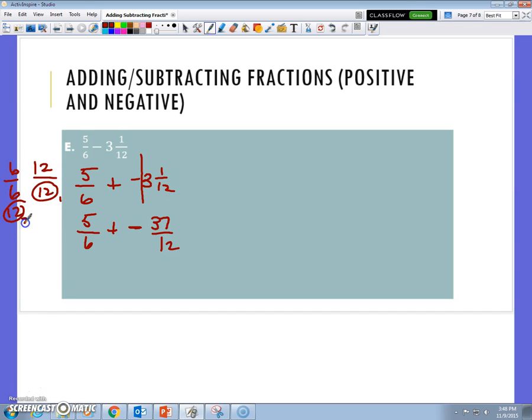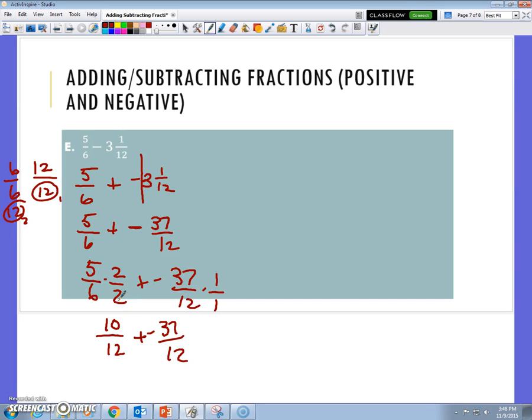All right, looks like that's the first one. That's the second one over here. So 5/6 times the second multiple would equal the 12 that we're looking for. And 37/12 times, well, it's already the first multiple. We want it to be a 12 on the bottom, so we're not going to really change it. 10/12 plus -37/12. 5 times 2 is 10. That's where I got the 10 from. 6 times 2 is 12.